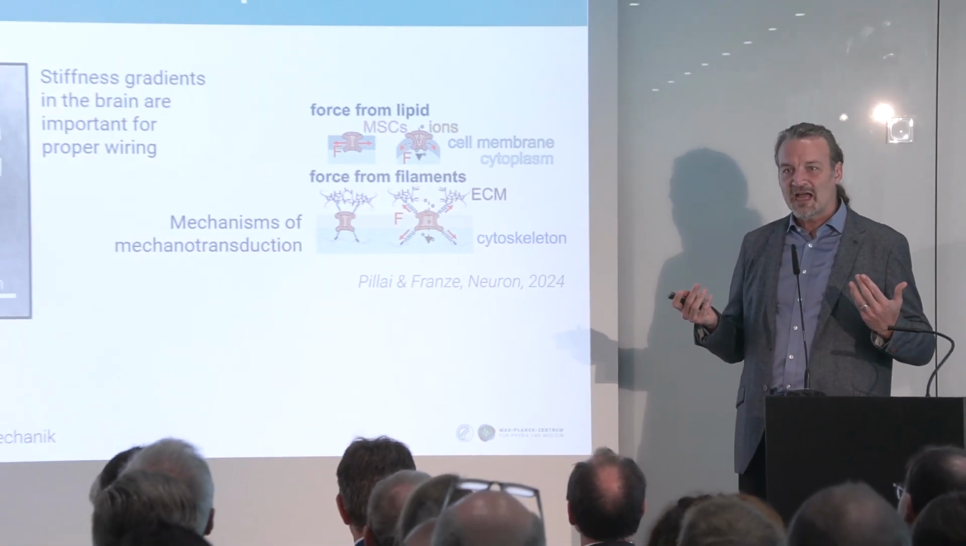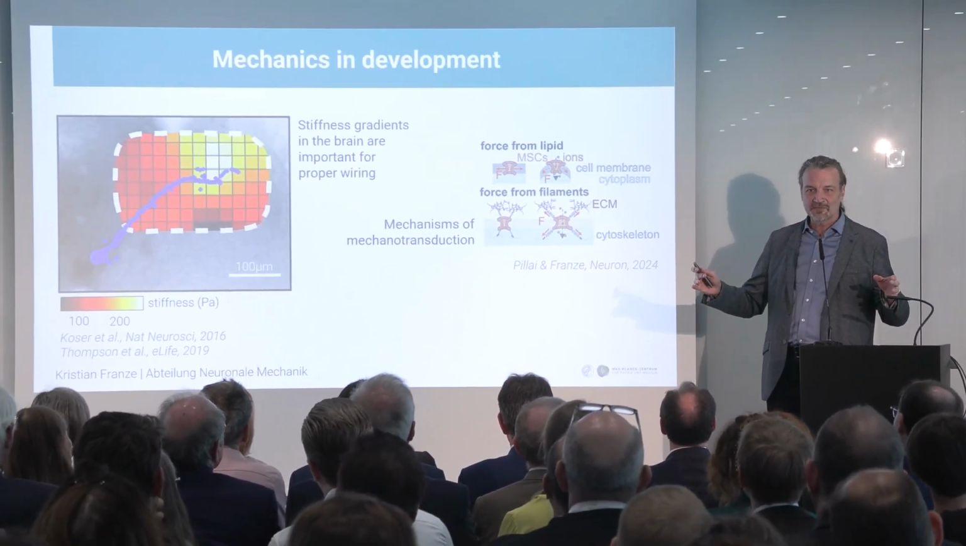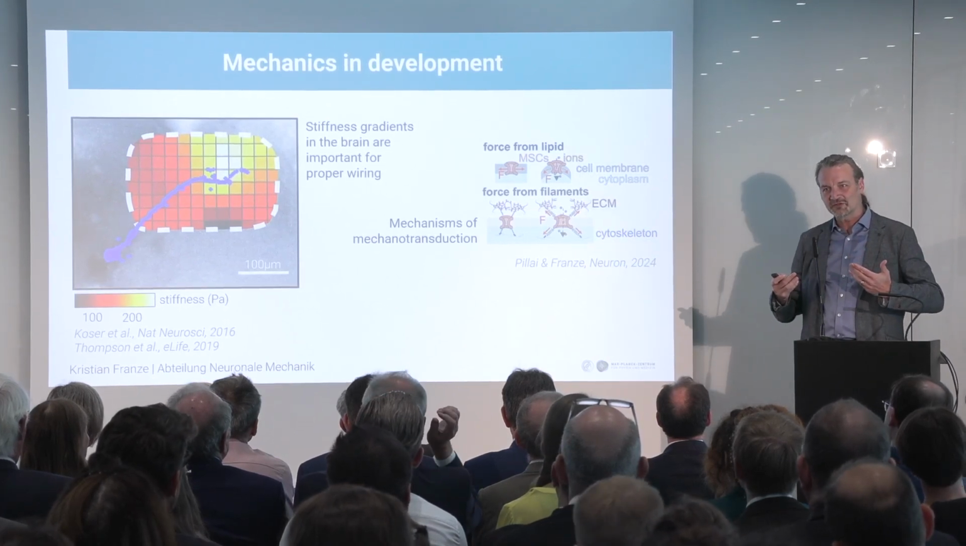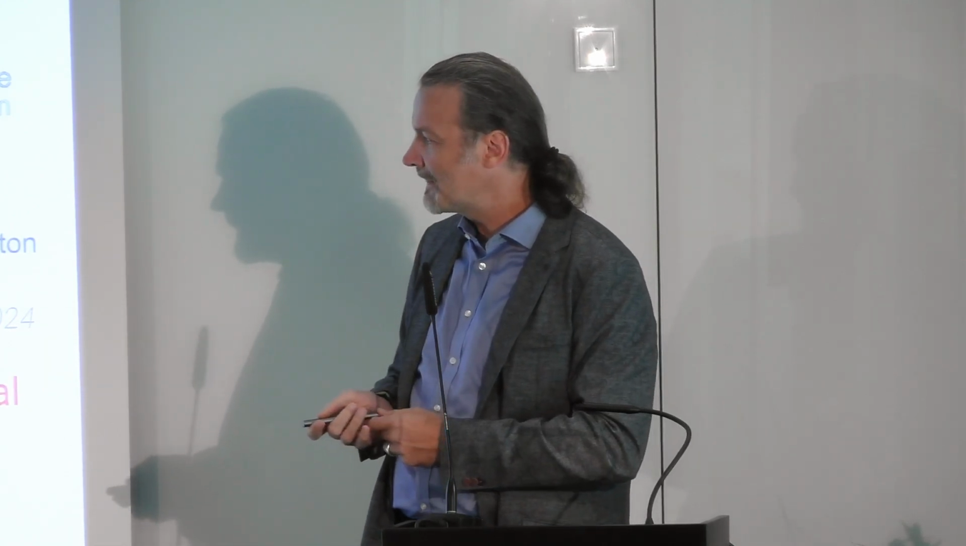So this is one thing we study, and we also want to understand how a neuron knows what the stiffness of the environment is. How does this work? What are the molecules that convey this message? And then ultimately, how are these messages integrated with the chemistry that is around, which is equally important? So that's what my lab is working on.